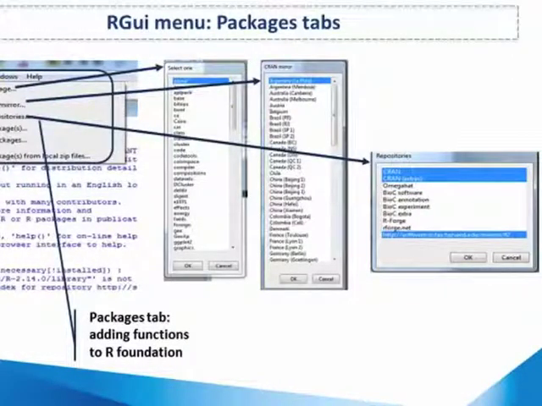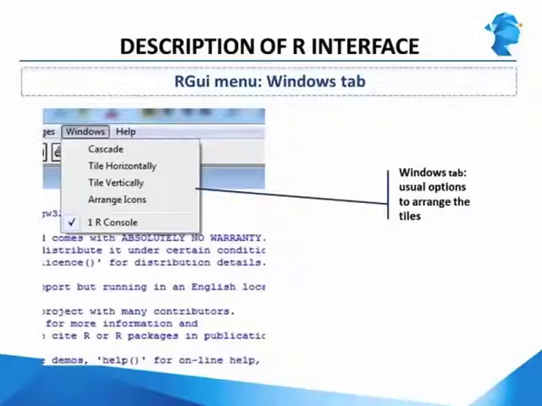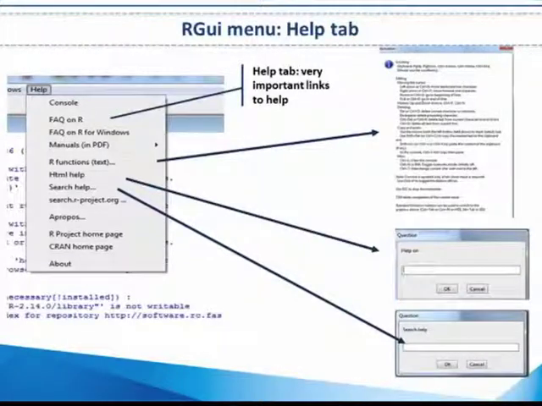So here you can see all the various options. You can see the repositories, the CRAN mirror, as well as the packages that are available. The Windows tab offers usual options to arrange the tiles in the window. The Windows tab is very similar to what is there in the Microsoft Windows software. It gives the option to arrange your tiles horizontally or vertically.